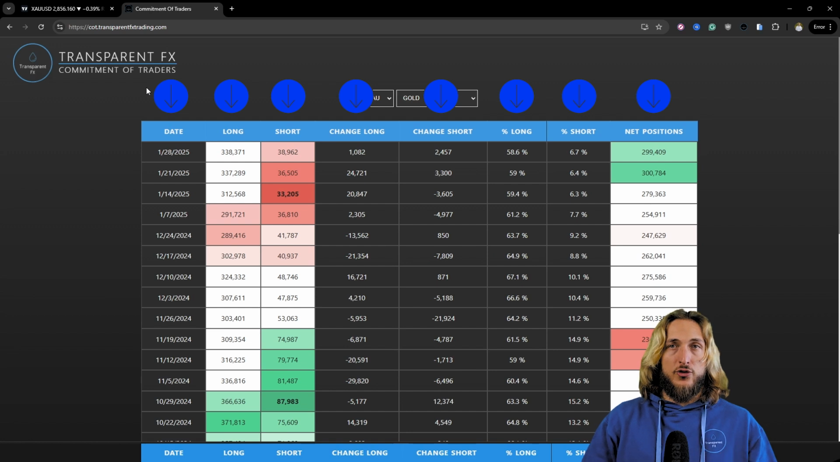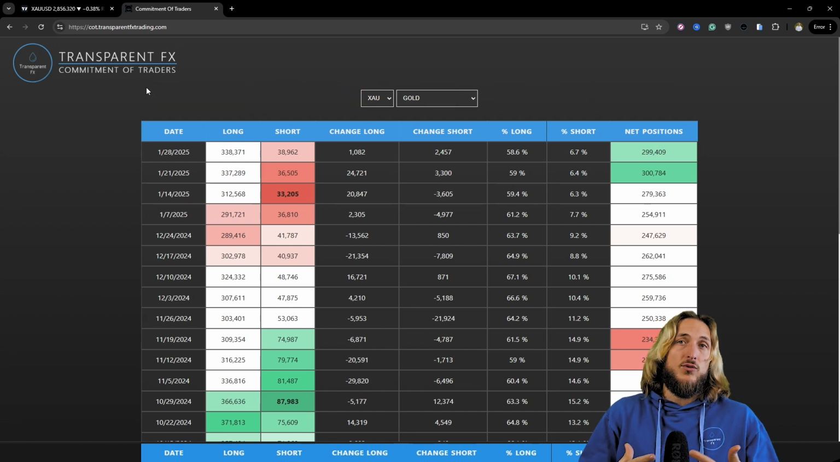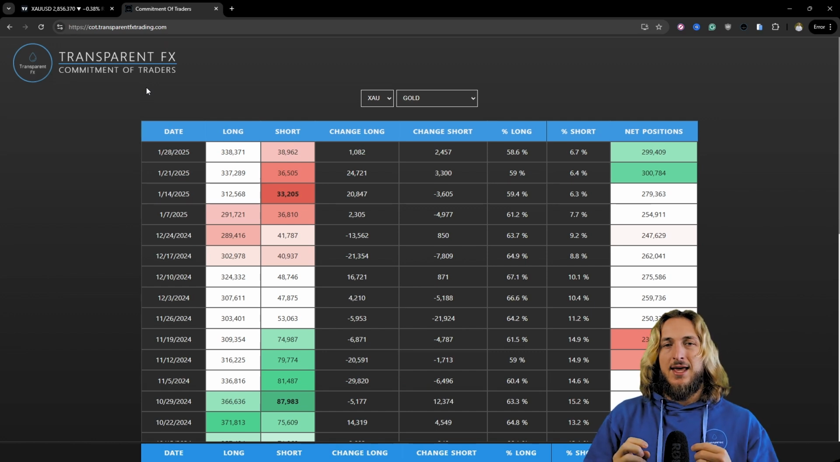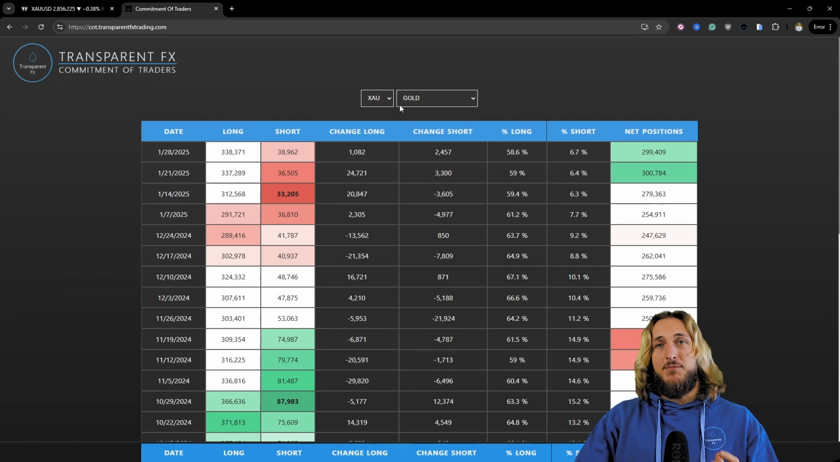So essentially the non-commercials, so institutions that are in the market for the money, so not really for other commercial reasons. And these are essentially the big players in the market. Let's see how they're moving their orders.